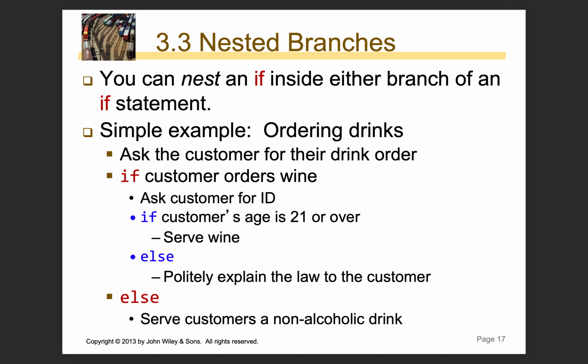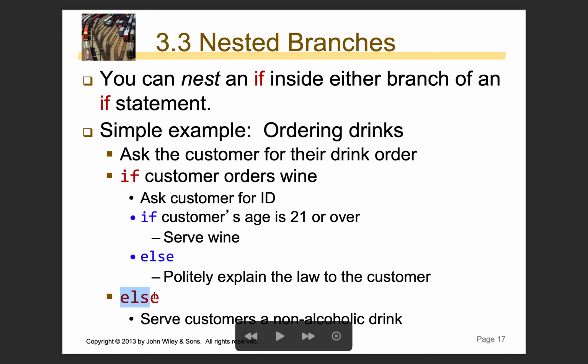If you were ordering drinks, you ask the customer for their drink order. If the customer orders wine, you ask the customer for their ID. If the customer's age is over 21, because this was originally from an American textbook, you can serve them wine, else politely explain the law to the customer. This else statement is aligned with the first if, so that checks whether they were ordering wine or not.